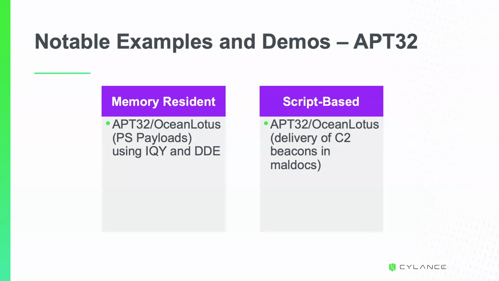And I'll talk about DDE when we get to that demo. And then on the third demo, we're going to actually create and deliver a command and control infrastructure using a crafted malicious document based upon APT32's techniques. And the cool thing about that document is you can actually build it cross-platform. It can work on Mac and PC. So it's a lot of fun.